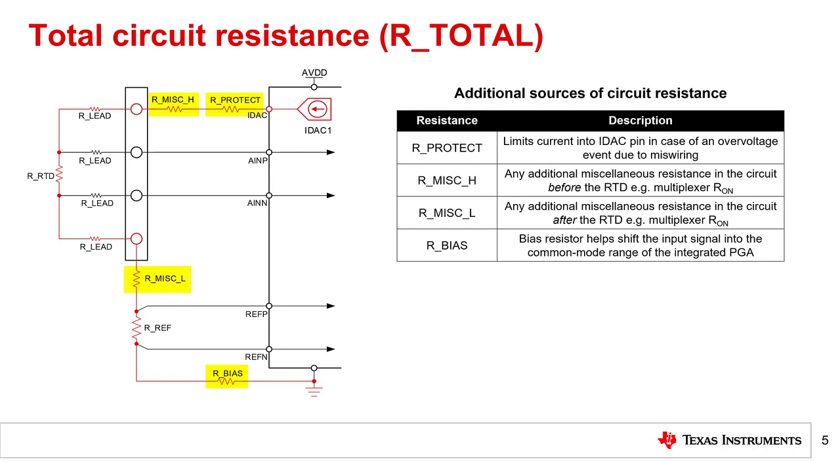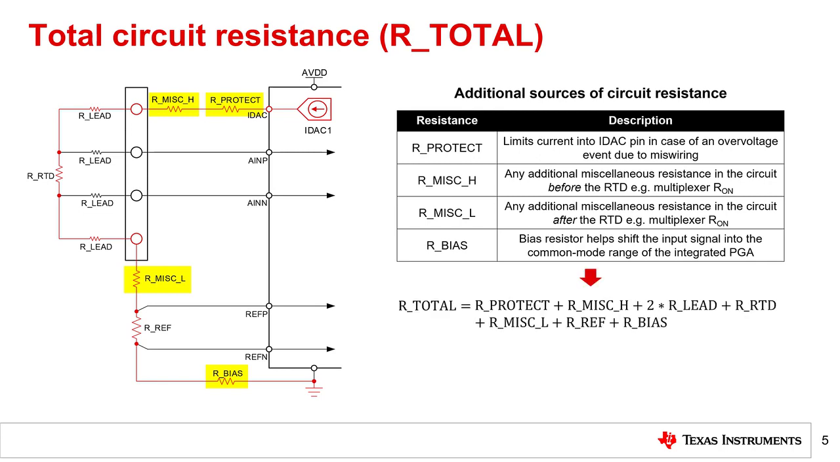This diagram also includes additional resistance in the IDAC path that might be required for certain applications. The table on the right explains each resistance type in more detail. For example, the protection resistor, RProtect, might be required to limit the current into the IDAC pin in the case of an overvoltage event. The miscellaneous resistors, RmiscellaneousH and RmiscellaneousL, might be the on resistance of a multiplexer used in a multi-RTD measurement system. The bias resistor, RBias, can be required to level shift the RTD voltage into the input range of an amplifier circuit.